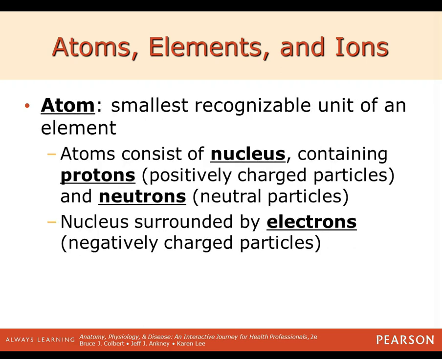The atom is the smallest recognizable unit of an element. Atoms consist of a nucleus. The nucleus contains protons, which are positively charged particles, and neutrons, which are neutral particles. The nucleus is surrounded by electrons, which have a negative charge.